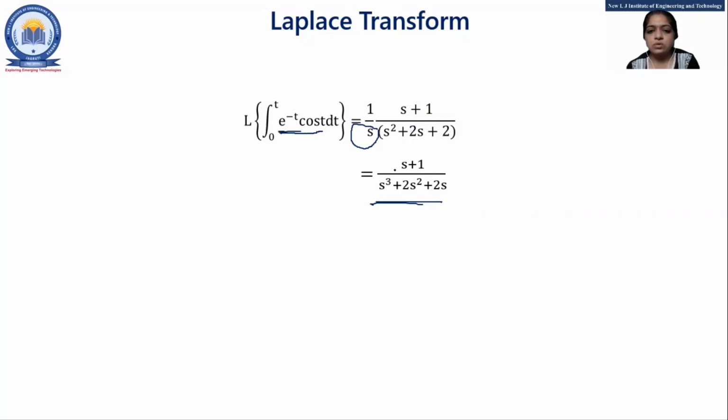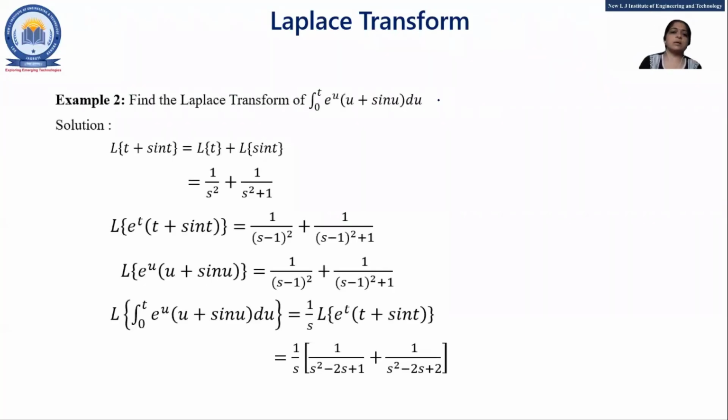Here s into s square, so s cube. Here 2s square plus 2s. So any doubts, students, about this example? Let me know if you have any query. If you have no doubt, then we'll move to the next example. Okay. So let's move to one more example.